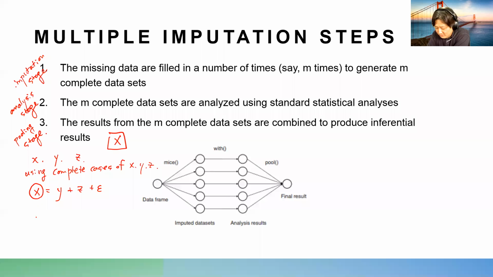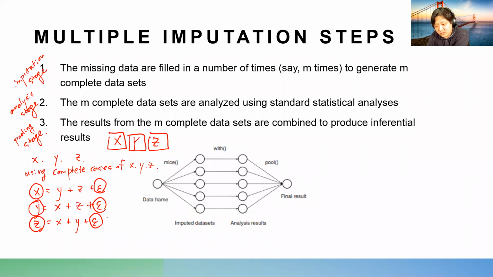And we do the same thing for Y equals X plus Z plus E, and then we predict Y. And then do the same thing with X plus Y plus error E equals Z, and we predict Z. Because we added an error term, every time we run this analysis our results will be a little bit different.